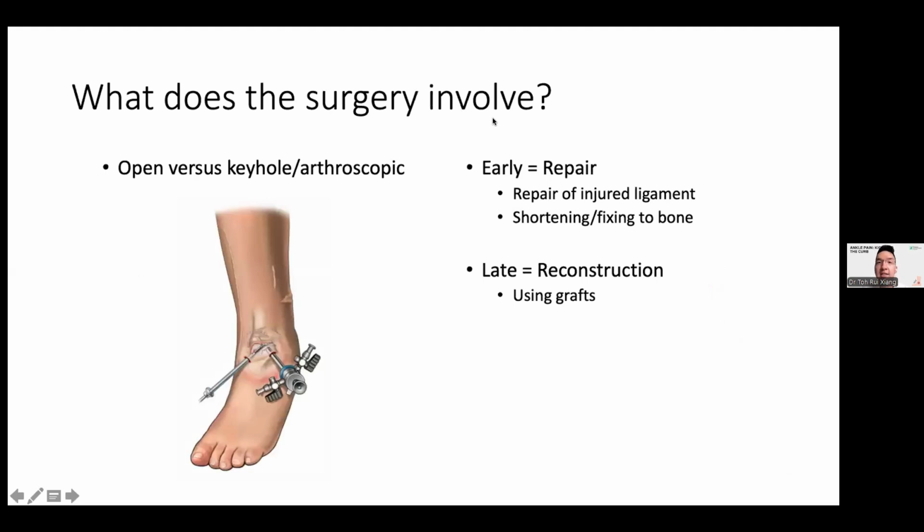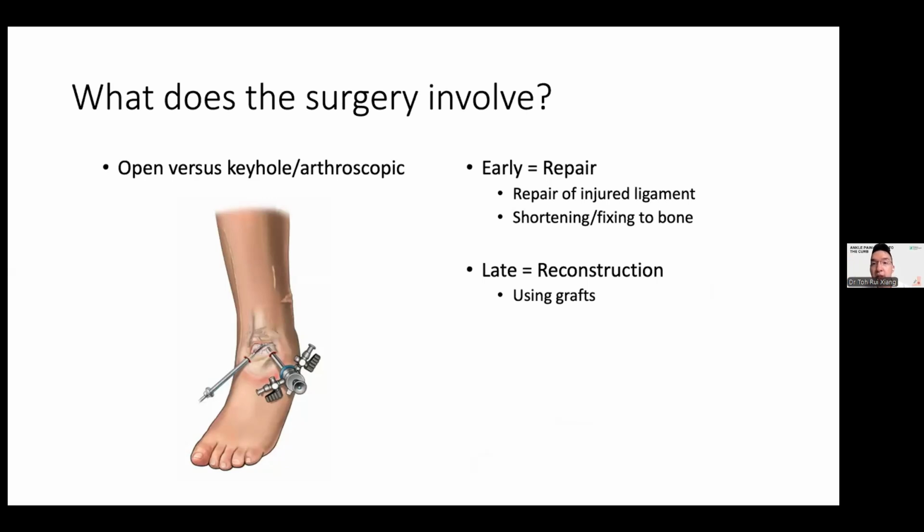So what exactly does the surgery involve? We have open techniques, and nowadays we are moving more and more towards keyhole and arthroscopic techniques. Arthroscopy techniques are, as you see in the picture below, where we use a camera as well as a working portal, both of which are about 1 centimeter long, and we visualize everything through a camera, a keyhole camera.